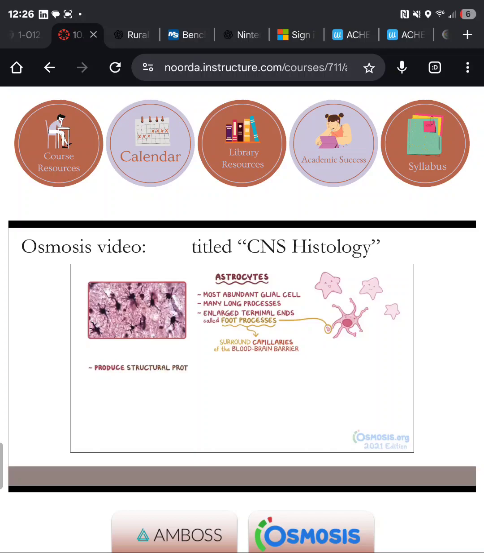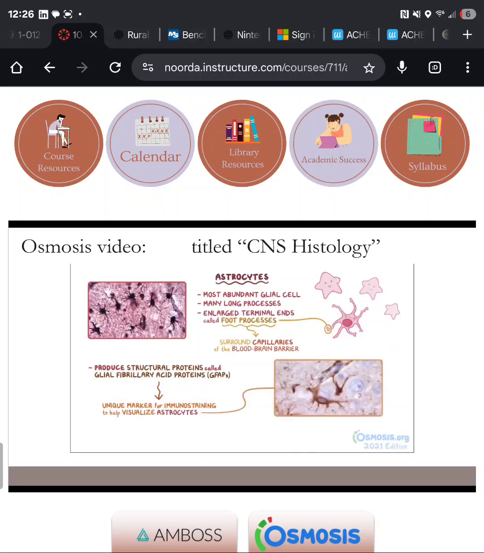Astrocytes also produce structural proteins called glial fibrillary acidic proteins, or GFAPs. These proteins can be used as a unique marker for immunostaining to help visualize astrocytes in tissue samples. In this high-power image, the GFAP-specific staining makes it easier to see the astrocytes in brown, as well as the foot processes that surround capillaries, as we can see them near the top of this image.